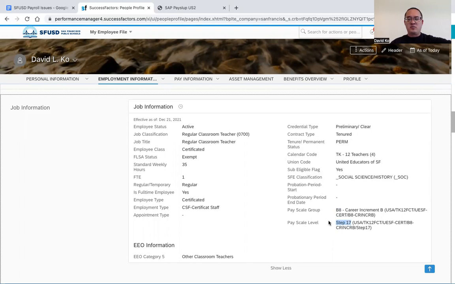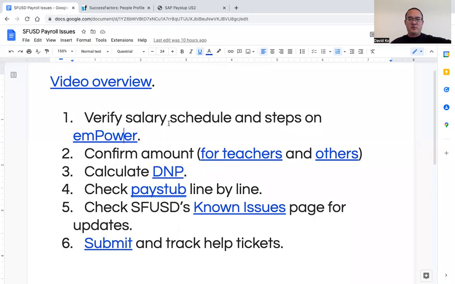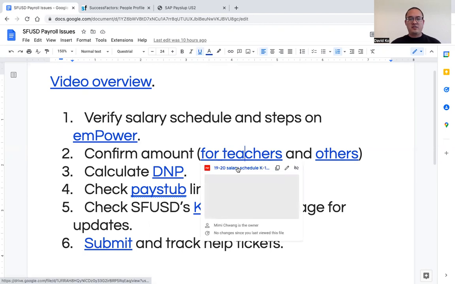If either of those numbers is incorrect, either because it was wrong to start with or because the information didn't port over properly with the switch to Empower, that is the first and easiest thing to figure out as being an issue for submitting a ticket. After verifying that that information is correct, the next step is to verify the amount. I've included two links here, one that gives a salary schedule specifically for teachers.